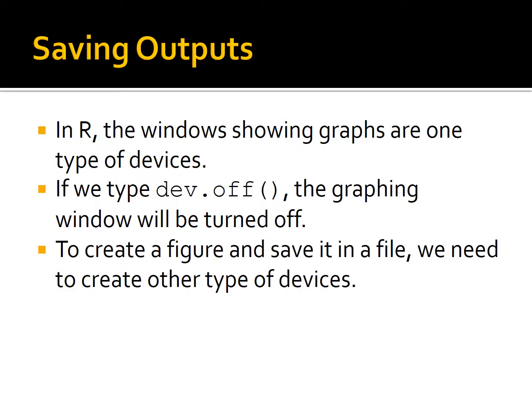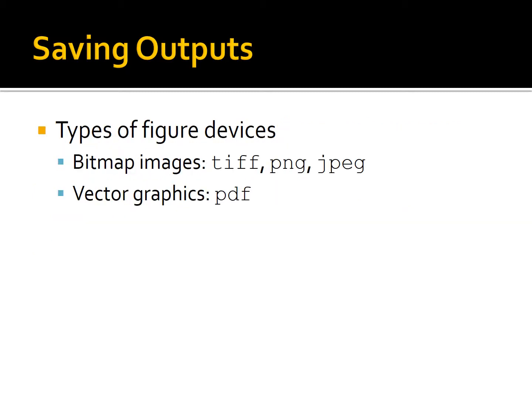So if you would like to create a figure and save it in a file, we need other types of device to save the output from the graphing commands and then save it later. So we have two types of figures, bitmap image or vector graphic. The functions we use for bitmap images are TIFF, PNG or JPEG, and for vector graphic it is PDF.